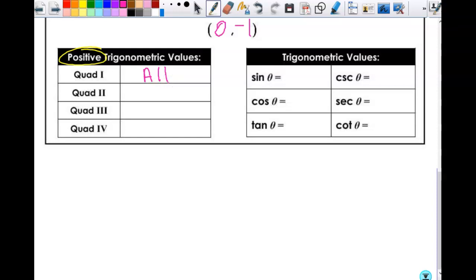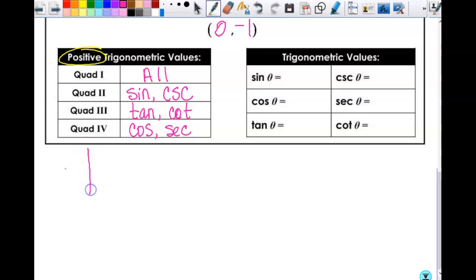Okay? In quadrant 2, what is positive? Sine. Is tangent positive? No, because you'd have positive over negative. So it's only sine and its reciprocal, which is what? Cosecant. Okay? Quadrant 3, what is positive? The tangent, because sine and cosine are both negative. So tangent and its reciprocal, which is what? Cotangent. Quadrant 4, what is positive? Cosine and what? Secant. Okay?